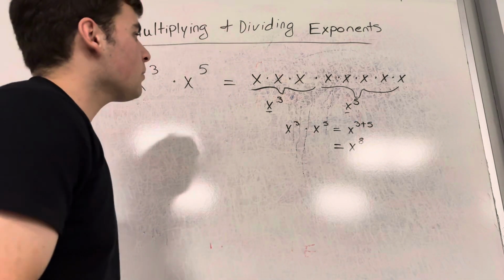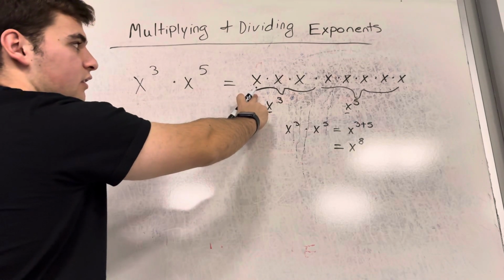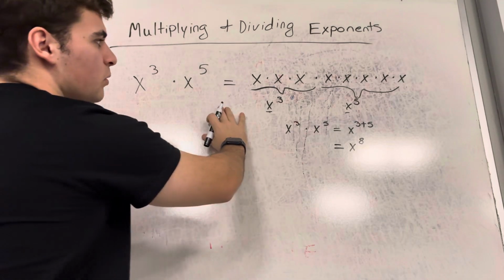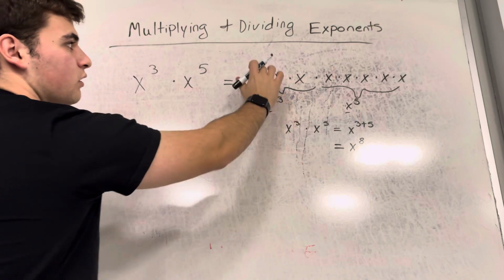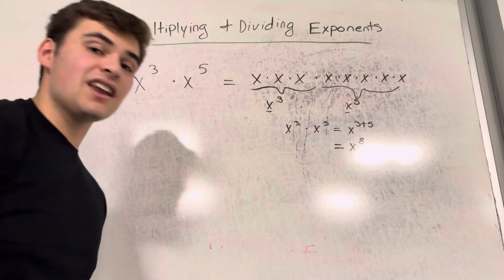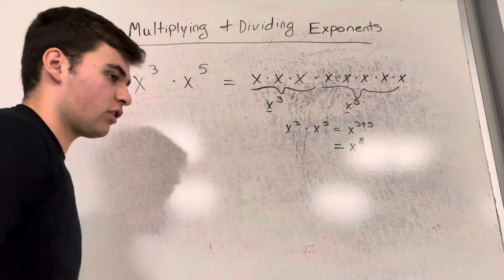And we can see that because, like we said, x to the third is just x times x times x, so x times itself 3 times. If we were to count all of our x's here, from our x to the third and our x to the fifth, we would see 1, 2, 3, 4, 5, 6, 7, 8 x's. So that tells us that it would be x to the eighth.